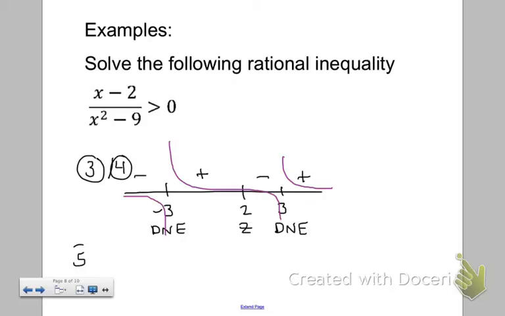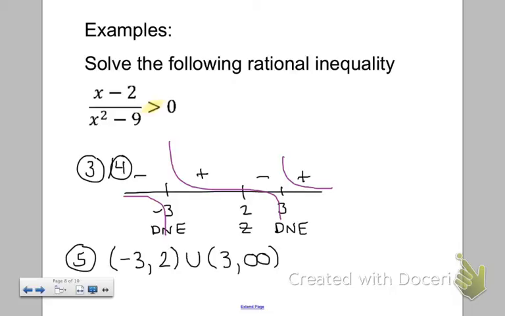Now my very last step is to just write my interval. Now realize that in my original question, it wants when it's greater than 0. So I'm looking for where it's positive. So this is positive from negative 3 to 2. My 2 gets a parenthesis because it was greater than. It doesn't have an equal to, so it doesn't get that bracket. And then union 3 to infinity.